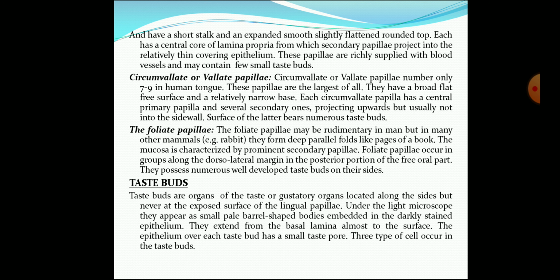Now the last papillae are the foliate papillae. The name itself indicates that they look like the folds of the pages of a book. The mucosa is characterized by prominent secondary papillae. Foliate papillae occur in groups along the dorsolateral margin in the posterior portion of the free oral part. They possess well developed taste buds on their sides.